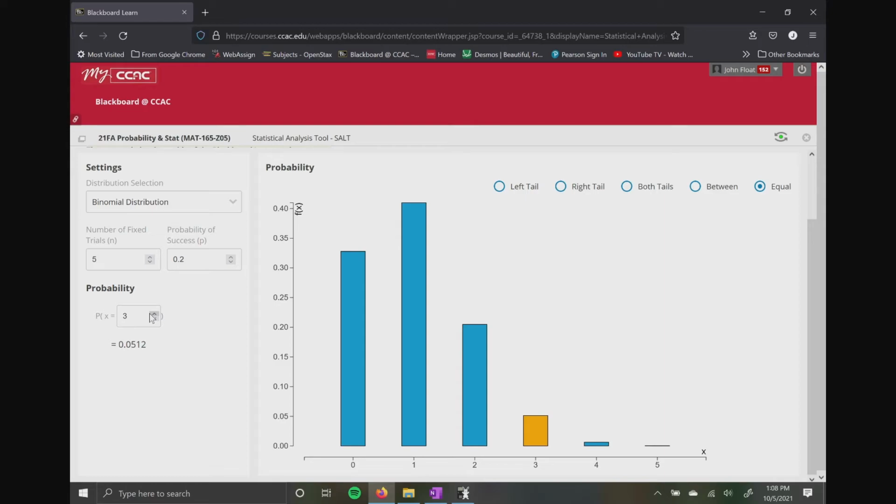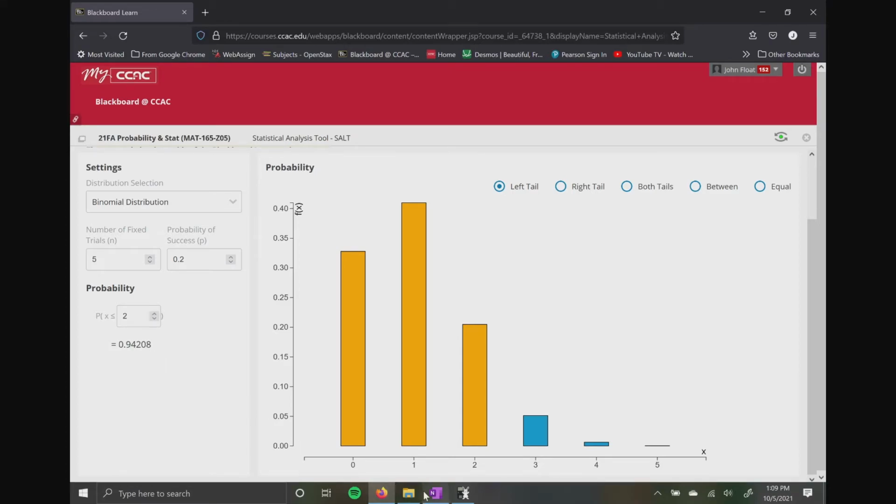Now, the next question was guessing at most 2, or another way to say that is less than 3 questions. Less than 3 means 0, 1, and 2 questions correct. So we're going to go back over to here and click on left tail, and then we have to move this down to 2, because remember, we want the probability of 0 plus the probability of 1 plus the probability of 2. Notice that our graph here is all highlighted, and we come up with 0.94208.